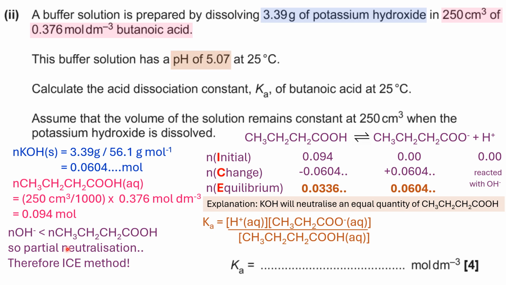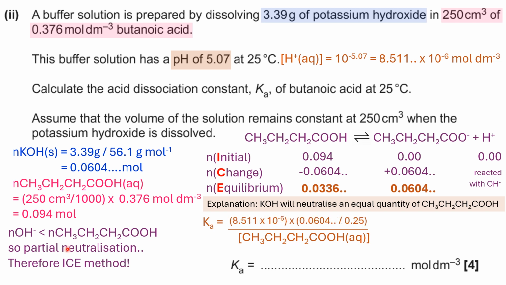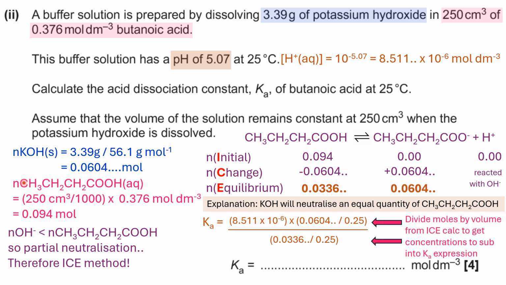To work out the concentration of hydrogen ions, we need to do 10 to the minus pH, which gives us 8.511 times 10 to the minus 6. So therefore we can multiply that by 0.0604, but dividing that number of moles by the volume. Now the volume has to be converted to decimeters cubed, hence why it's 0.25. And a similar calculation occurs on the denominator. So now we can put those into a calculator, which gives us 1.53 times 10 to the minus 5 moles per decimeter cubed.